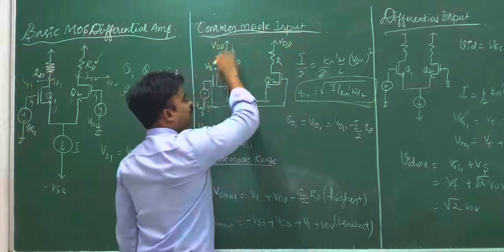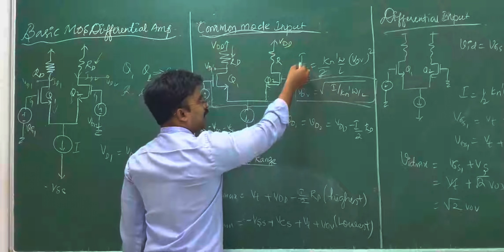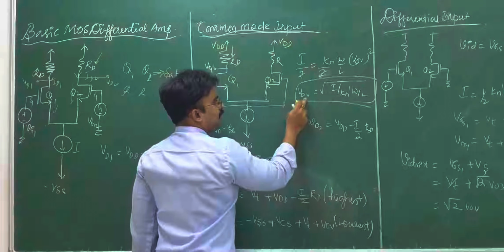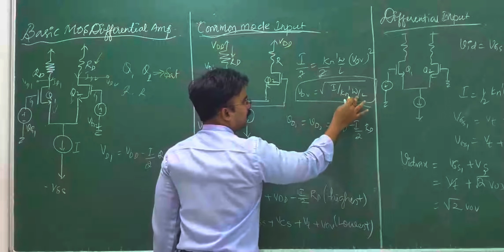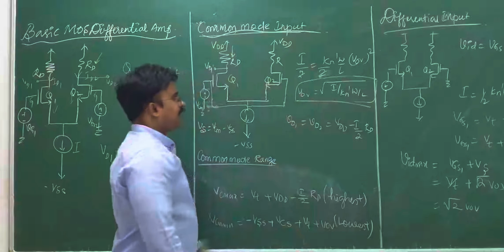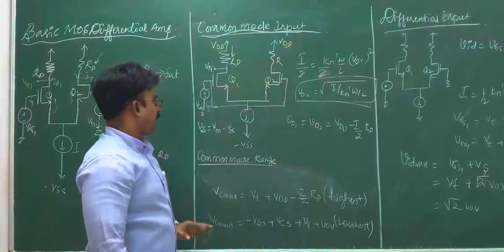The current flowing through this transistor is I by 2. So I will take it as I by 2 and I will simplify this V overdrive is equal to under root I by K dash W by L. We will keep that aside. So that V overdrive voltage will be used for further analysis.